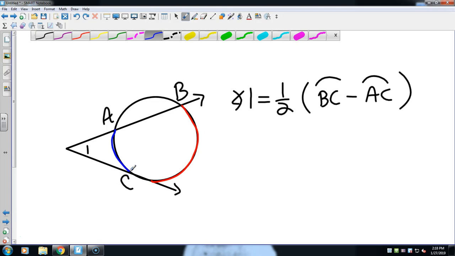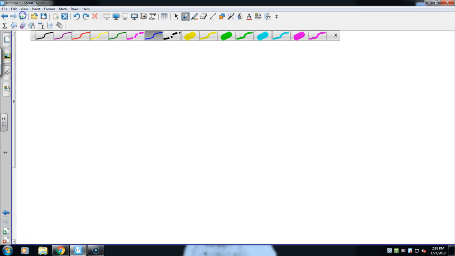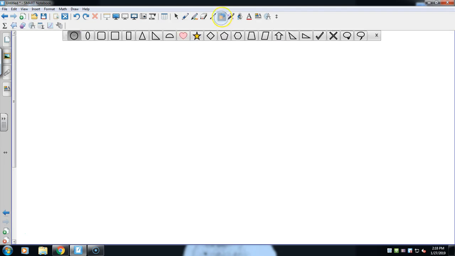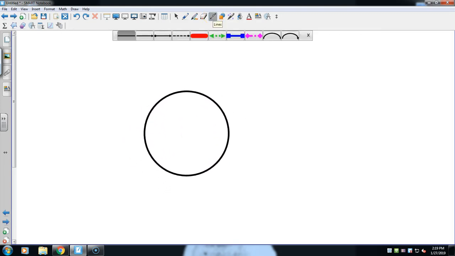So now let's look at a couple of tangents. Excuse me, both secants. I'm sorry. No. Well, we're going to do both. So let's start out with both tangents, kind of like our ice cream cone that we had before.